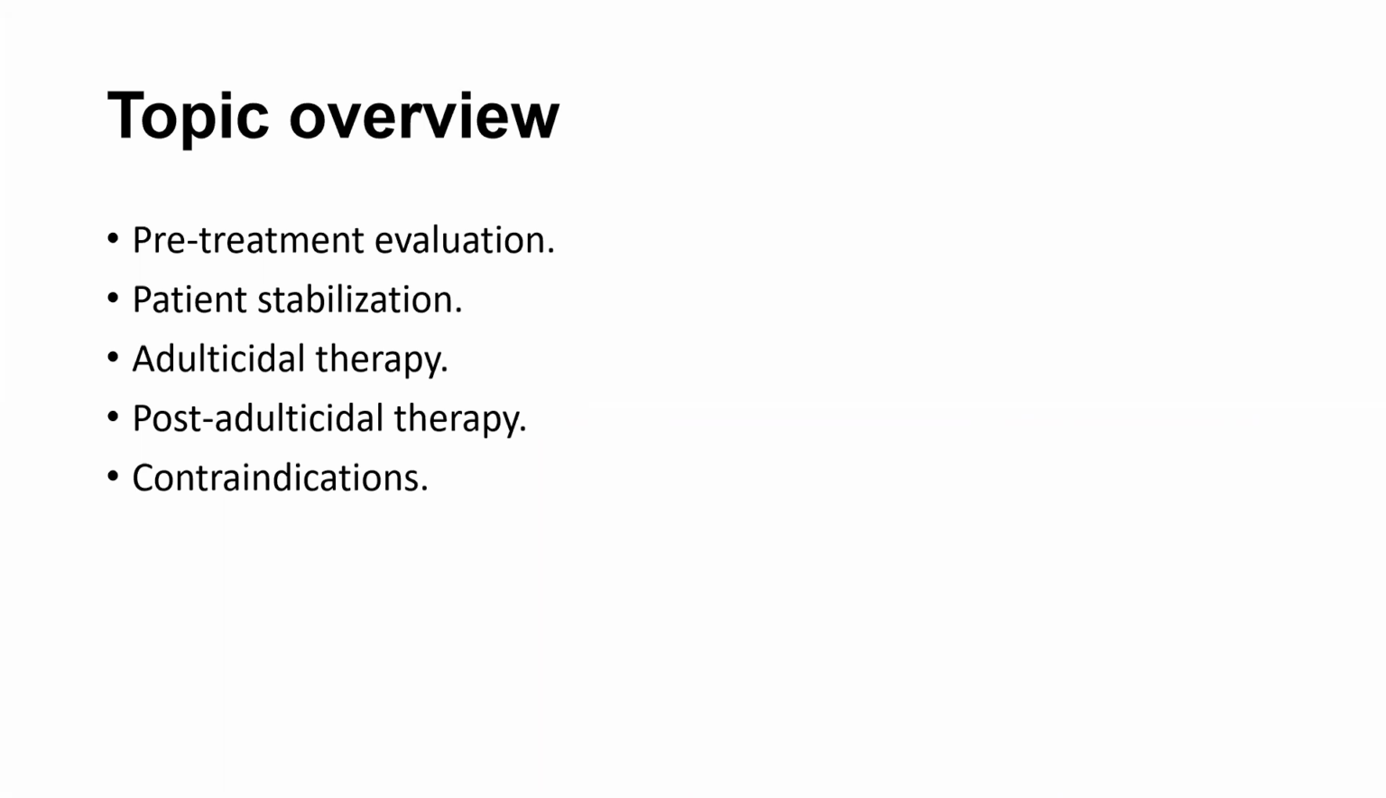In today's topic, we are going to talk about the pre-treatment evaluation, which is to categorize the patient into low risk and high risk categories; patient stabilization, which is to prepare the patient before the actual treatment to prevent any future complication; adulticidal therapy, which is the actual treatment for the heartworm disease; post-adulticidal therapy, which is to monitor the condition of the patient after the treatment; and the contraindication of treatments.